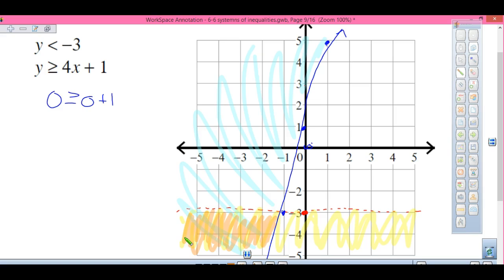Well, you don't even have to. You can just ask yourself, where are the numbers? But you could. Okay, so let's talk about that. If you wanted to check if 0, 0 was a solution, we would plug 0 in there. Is 0 less than negative 3? No. So we would shade below it. But yesterday, remember, we just asked ourselves the question, where are the numbers less than negative 3? They were down there. So either way would work.